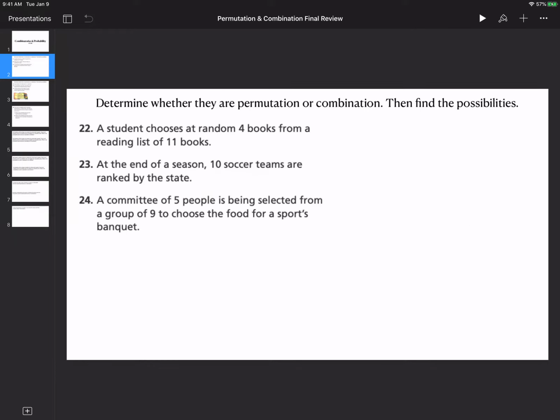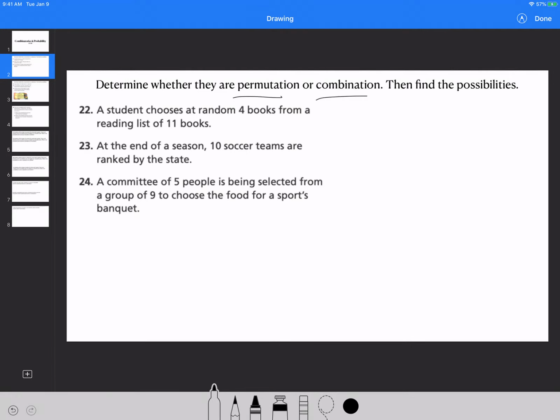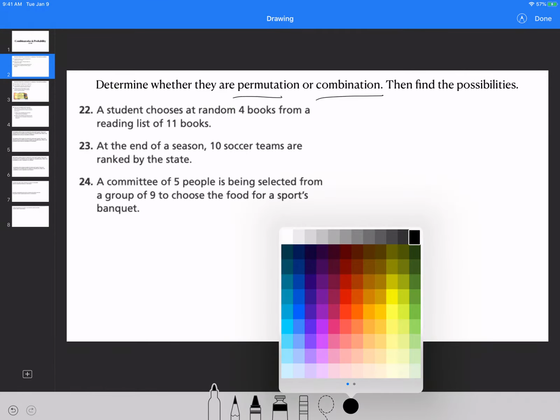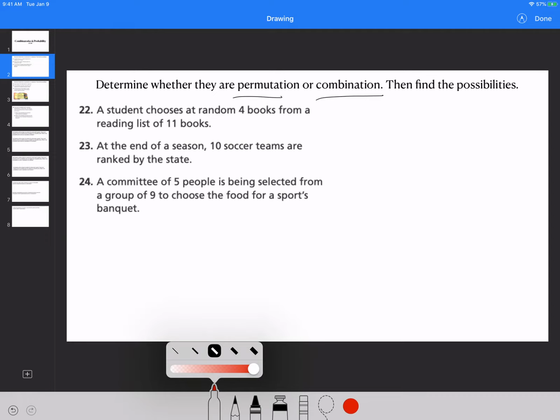First, you will see questions like these where you're supposed to be determining whether they are a permutation or a combination. We have been doing this a lot over the past couple of days, and this is really what it comes down to. Are you able to distinguish between whether they're permutation or combination or not? Then find the possibilities. After you determine which one that's going to be, that should be really not that much of a big problem.